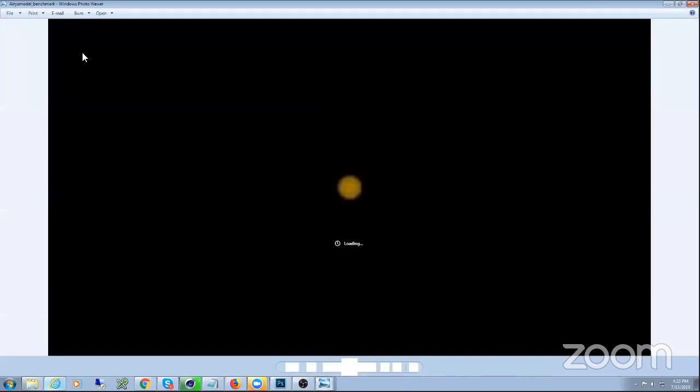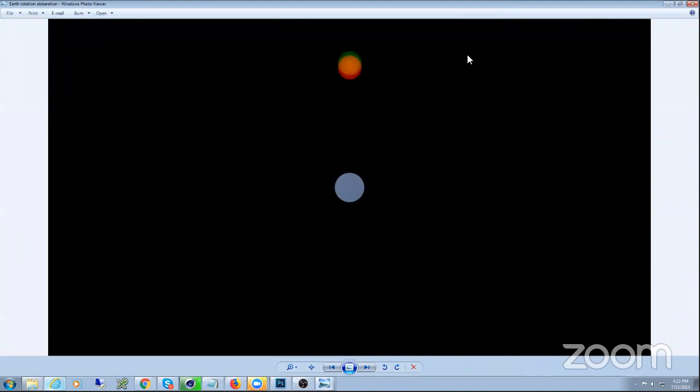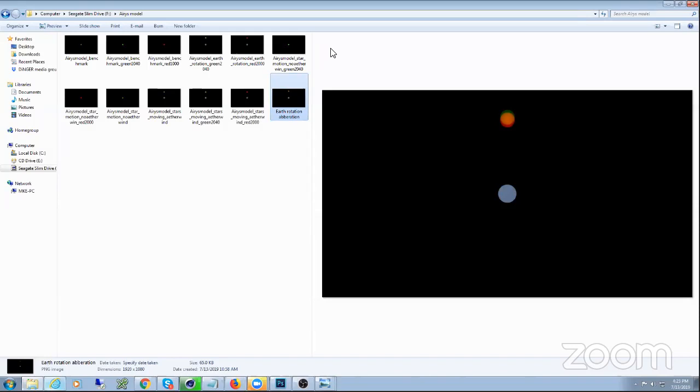This is the benchmark. Both particles are at the center of the screen. There is no individual aberration. Then you have Earth rotation aberration, where the green one is a little bit higher than the red one, and that's because the scope is moving at a slower speed, so it arrives at a different position. So how long do you think it'll take you to build this?